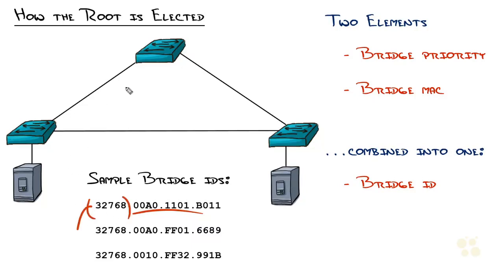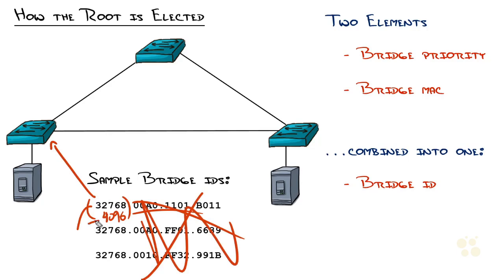We can take that down. So let's just say this one has that bridge ID. Well, we can come in there and say, I want that to be 4,096. You might ask, why'd you pick that? I'll explain that in a second. But by doing that, it doesn't even get that far. As soon as it gets right here, it's like, oh, that's lower. You win the election. You are now the root bridge.